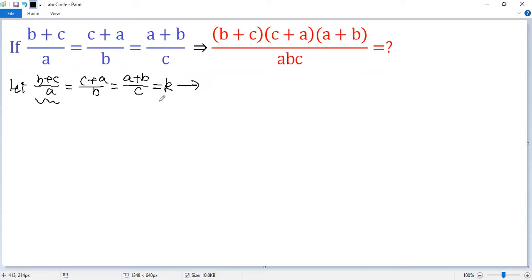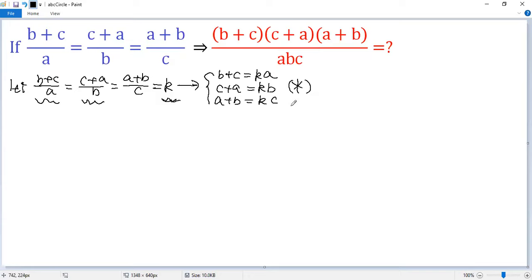From the first term and the last term, both sides times a. So we get b plus c equals k times a. From the second term and the last term, both sides times b. So we get c plus a equals k times b. Similarly, a plus b equals k times c. We denote the system as star.